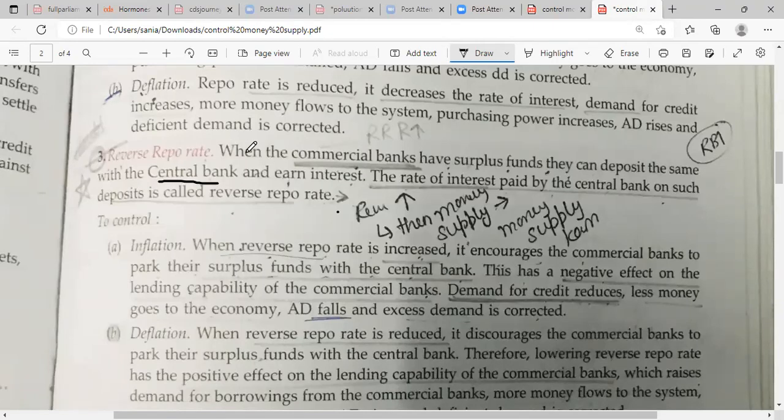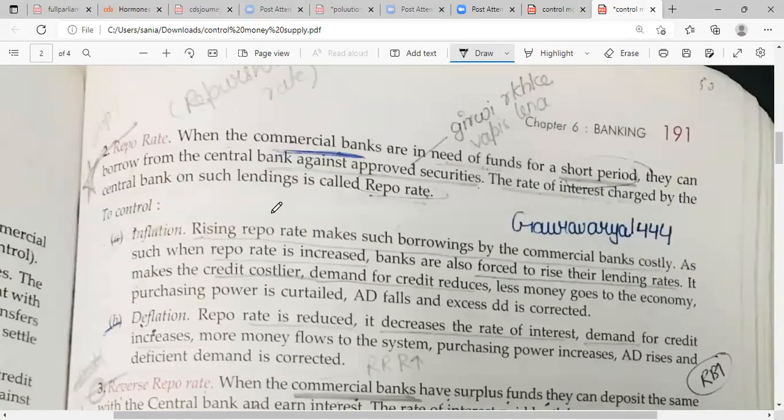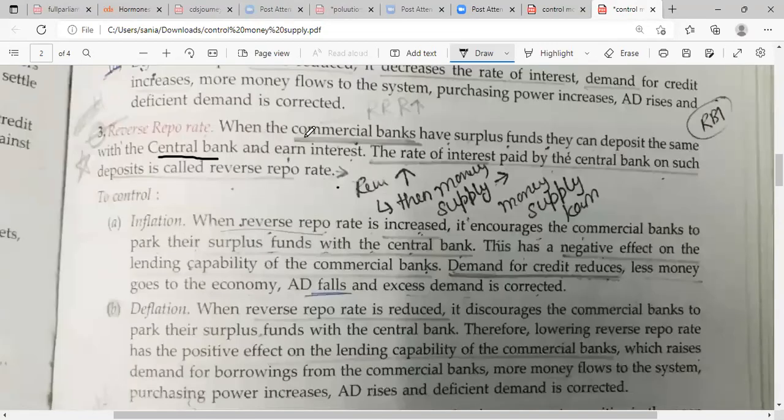Okay, ma'am. So you will write reverse repo rate. After writing this, leave 8 lines like repo rate, and then reverse repo rate. So when the commercial bank has surplus, meaning extra funds, they can deposit the same with the central bank and earn interest. The rate of interest paid by the central bank on such deposit is called reverse repo rate. Clear? Yeah, ma'am. So you can write it down.